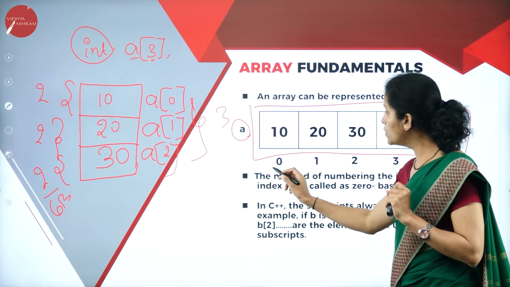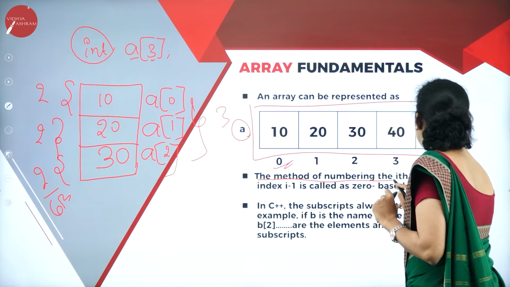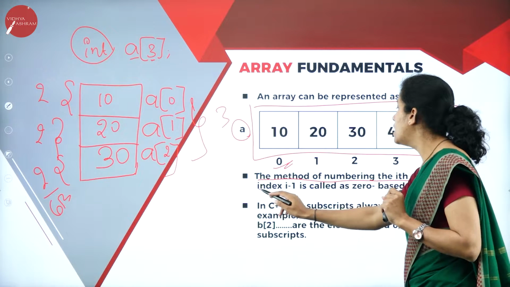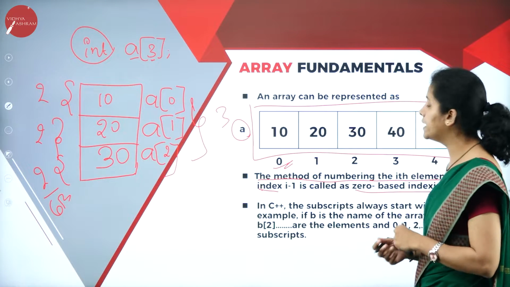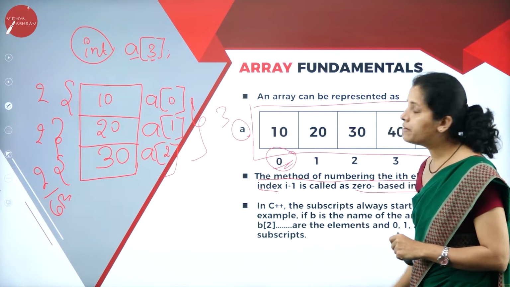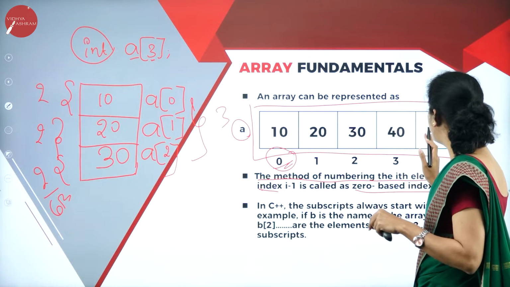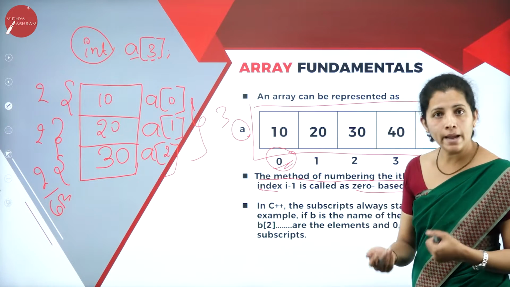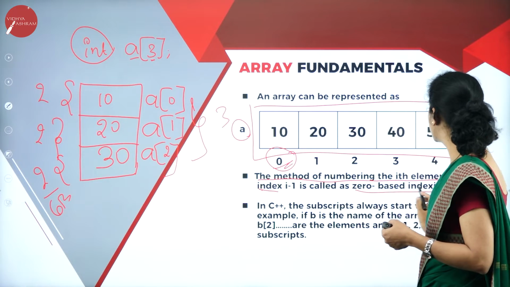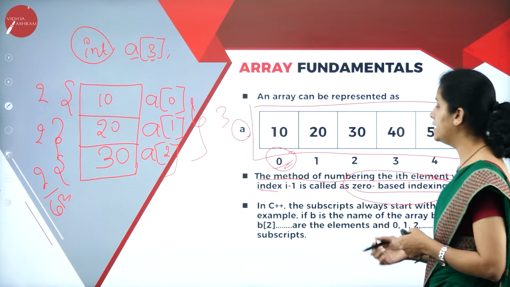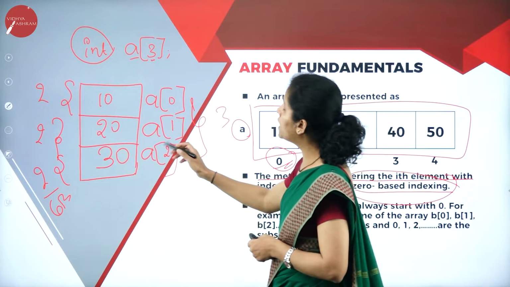By default, it's going to start from 0. The method of numbering the ith element with the index I minus 1 is called zero based index. If I'm going to specify the array index, that is 0, 1, 2, 3, 4 up to I minus 1, and this kind of index or numbering is called zero based index.